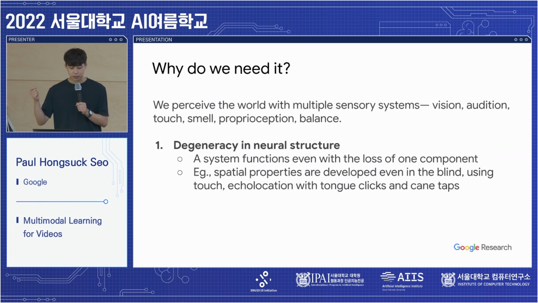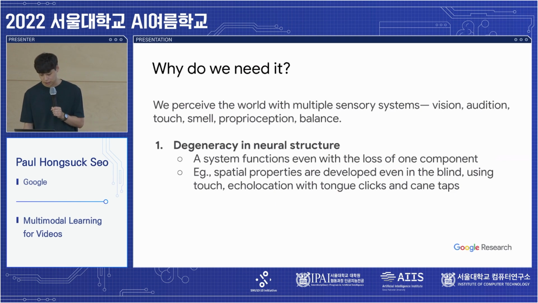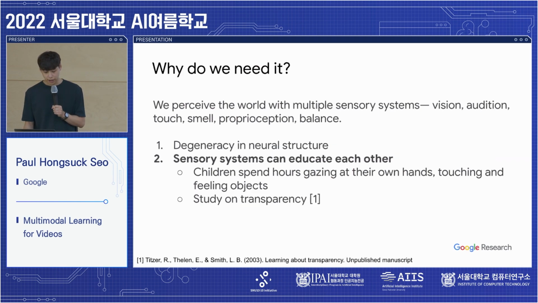When there is a degeneracy in one modality, for instance, if we have a blind person, then although he doesn't perceive visual input from his physical world, he can still learn spatial properties through different modalities like touch and echolocation. And we also know that sensory systems can educate each other.